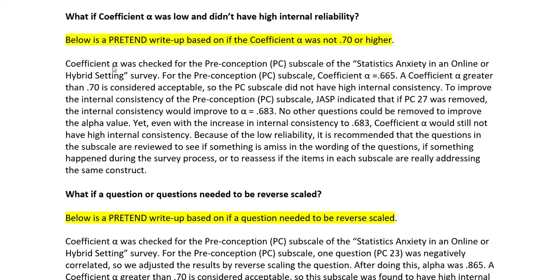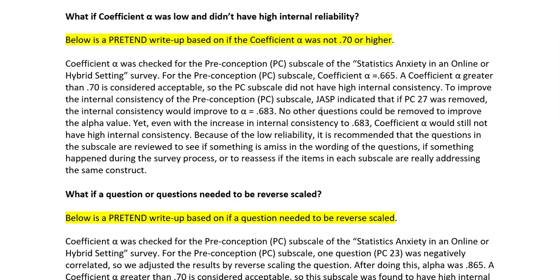In this case, coefficient alpha was checked for the preconception PC subscale of the Statistics Anxiety in an Online or Hybrid Setting survey. For the PC subscale, coefficient alpha was 0.665. A coefficient alpha greater than 0.70 is considered acceptable, so the PC subscale did not have high internal consistency. To improve the internal consistency of the PC subscale, JASP indicated that if PC27 was removed, the internal consistency would improve to alpha equals 0.683. No other questions could be removed to improve the alpha value.